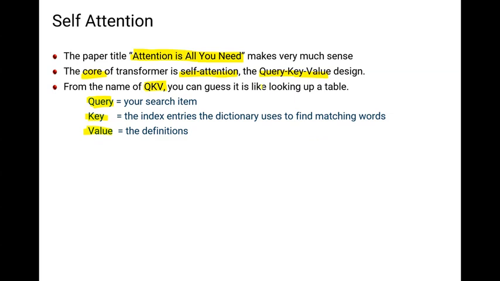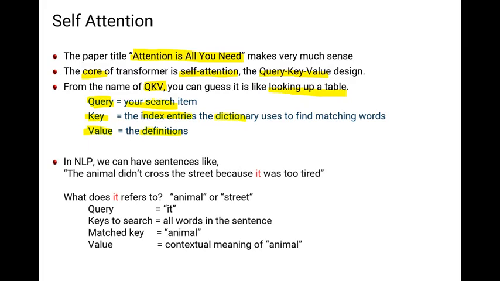By looking at the names, it looks like a kind of table lookup. The query is something you're searching for, and the key is the index entry in your dictionary, for example. And the value is the definition of the key. So it's like you want to look up the meaning in your dictionary. Okay, let's take one example.